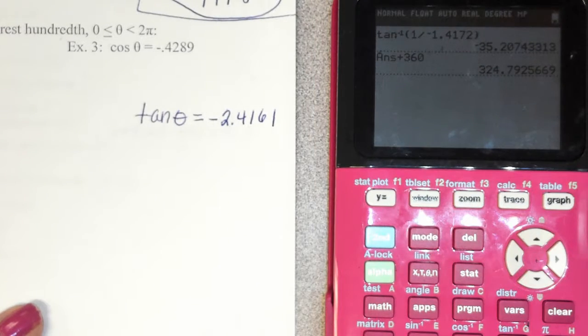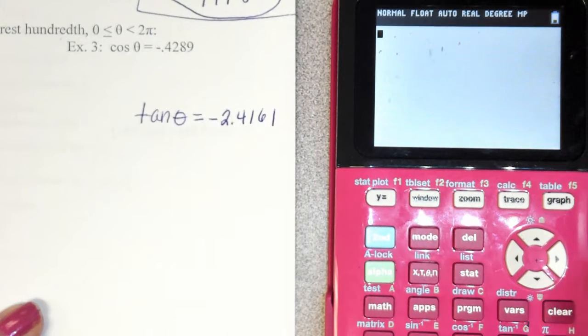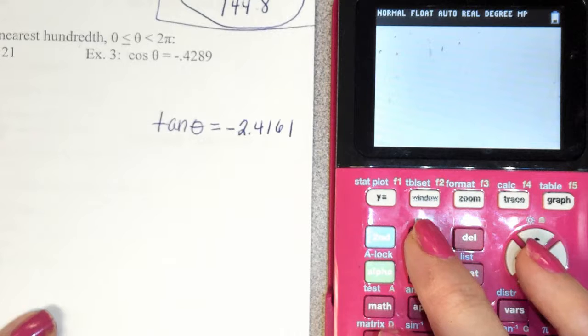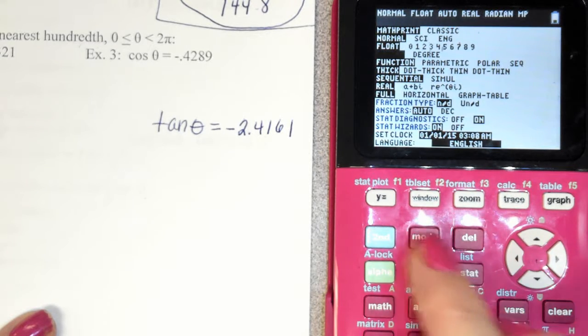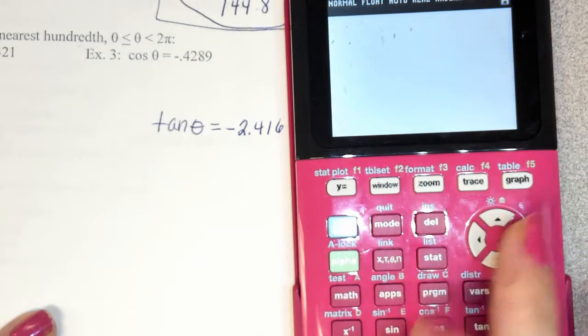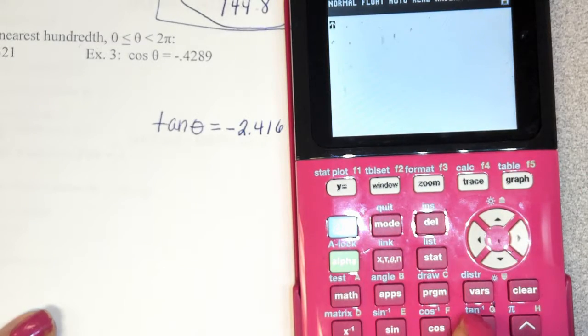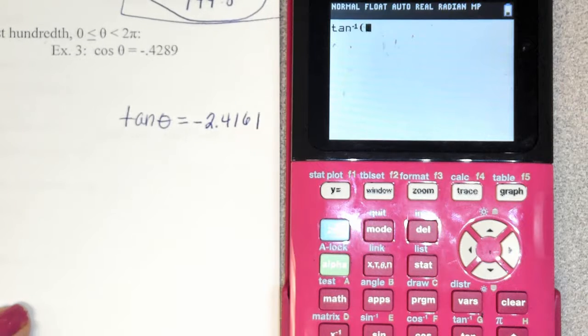Okay, Brendan, do you know the difference in the process here? What I'm going to have to do first? You're going to have to make sure that you're in radians. Okay, so we're going to go to radians. Good. And then what? The second thing, second tan. Good. Plug in the number.